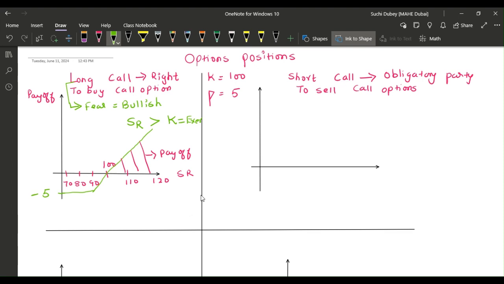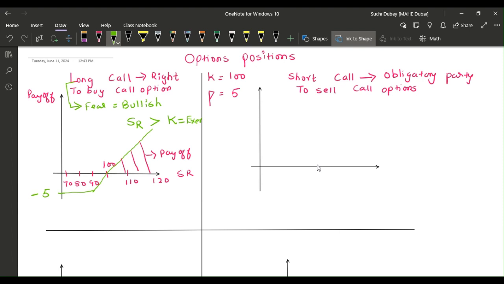Now we will see, using the same example, how to prepare a payoff diagram for a short call. First, understand what a short call is. Short call means to sell a call option. This is the person who has sold the right to buy, which means he has sold a call option to others. And if he has sold a call option to others, he does not have any right. He is an obligatory party. Whatever the other person who holds the right says, he simply has to follow.